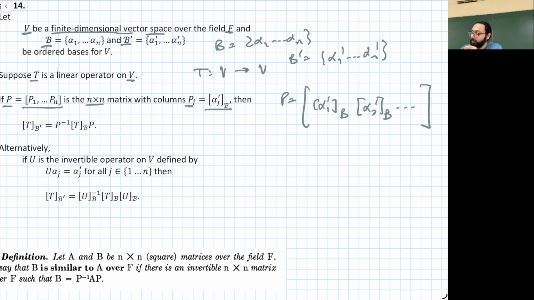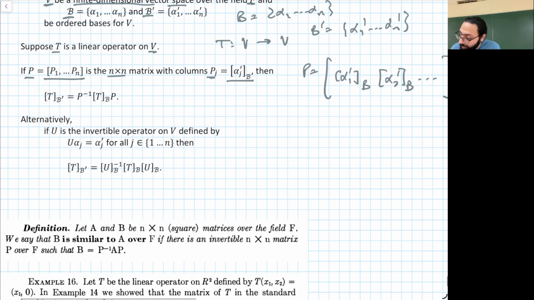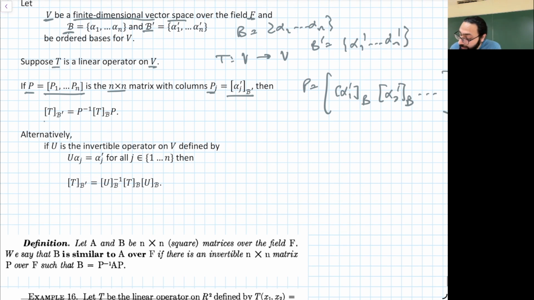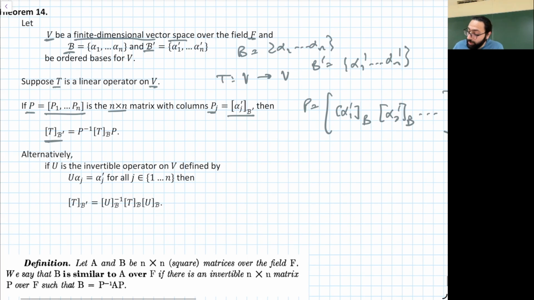If you have this matrix P, then the matrix for the operator T in basis B prime is related to the matrix of the operator T in basis B via this similarity transform, which is P inverse times the matrix of T times P. We just proved this a minute ago. You remember, right? Is it okay? Yes or no? It's not clear?